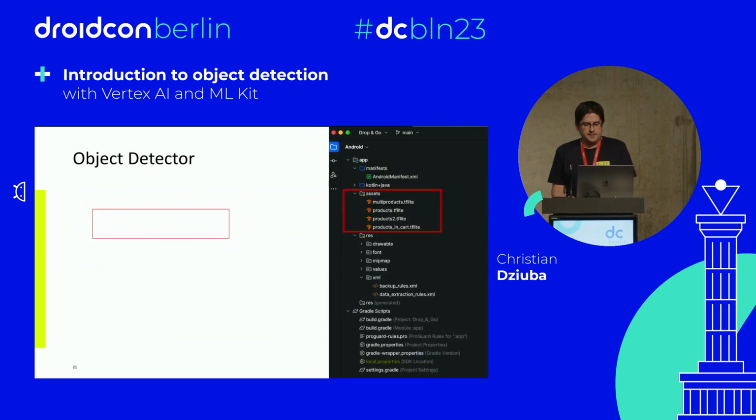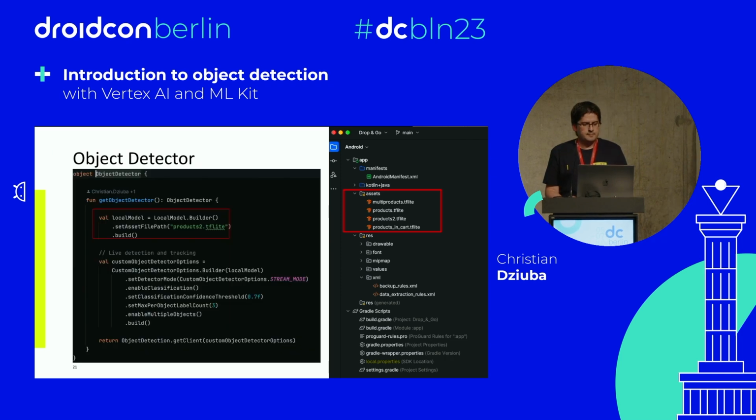So now we have the asset file inside the Android app. And yeah, this is just a slide of code. We show you how to integrate it. Which file you want to use. And yeah, you have also some options to customize the object detector.